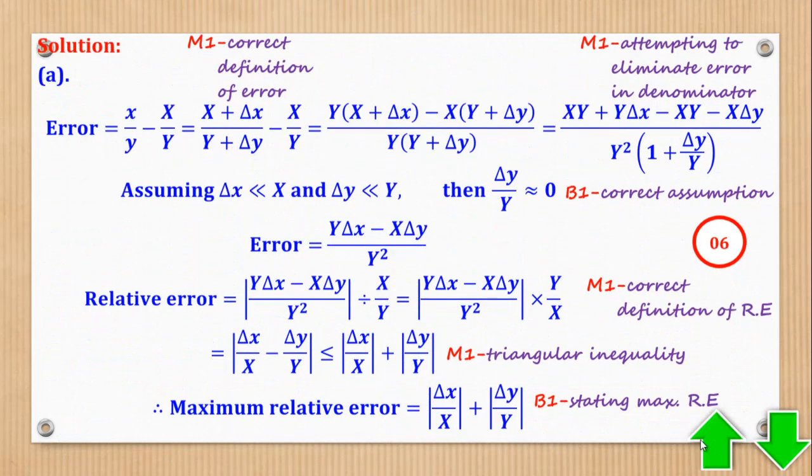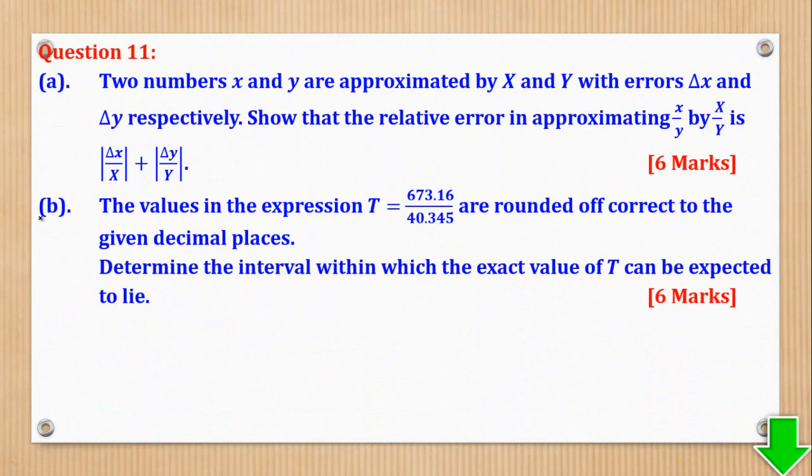Then for part B, let's see the question. Part B says the values of the expression capital T equal to this are rounded off correct to the given decimal places. Determine the interval within which the exact value of T can be expected to lie. That means you have to get the maximum and the minimum value of this quotient. Good enough, it's a positive quotient.